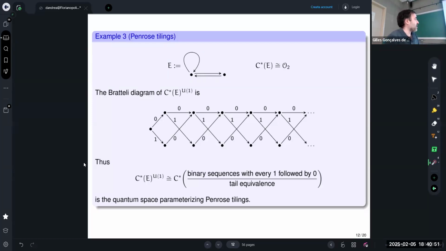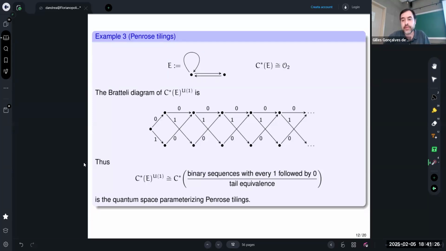This is, according to Connes, the quantum space parametrizing Penrose tilings. These binary sequences are exactly what we call index sequences of Penrose tilings. Two tilings are equivalent in a suitable way if the index sequences satisfy this tail equivalence relation. So this is kind of a moduli space of Penrose tilings, but non-commutative. Again, you have a minimal equivalence on a Cantor set, so the quotient topology would be just the trivial one, would tell you nothing.